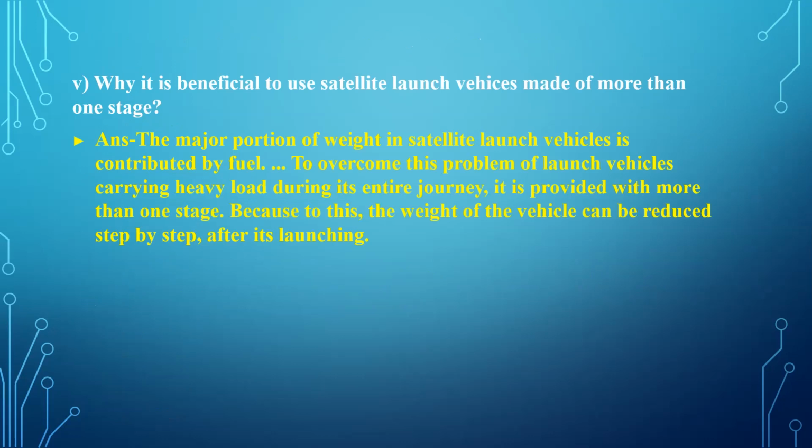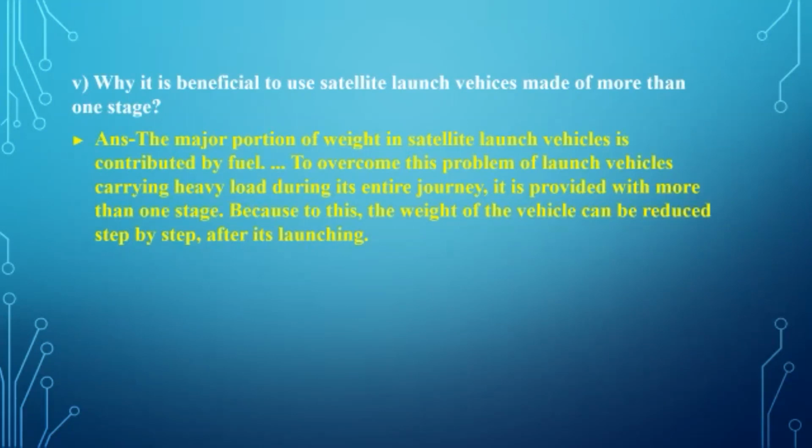Now the 5th one. Why is it beneficial to use a satellite launch vehicle made up of more than one stage? It is very nice because students are very interested in learning how rockets are launched and everything, right? They love to understand how the rocket gets launched, and this is what we have learned in Newton's third law of motion. Every action has an equal and opposite reaction.